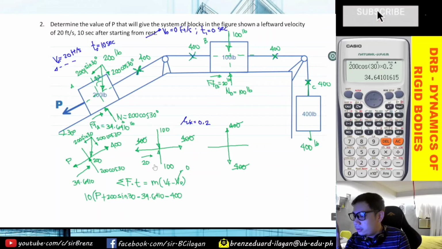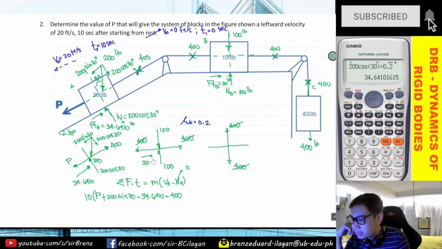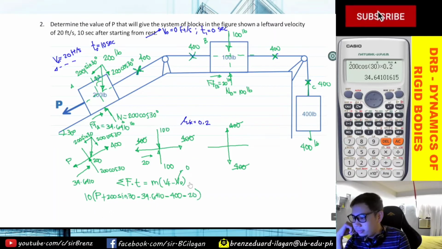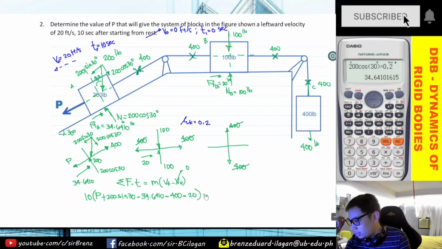So next, for block B, so what force? So we have here 20, but it is going to the right. So that is going against the motion, so that is minus 20. And then I think, kompleto na tayo. So equals to the momentum.